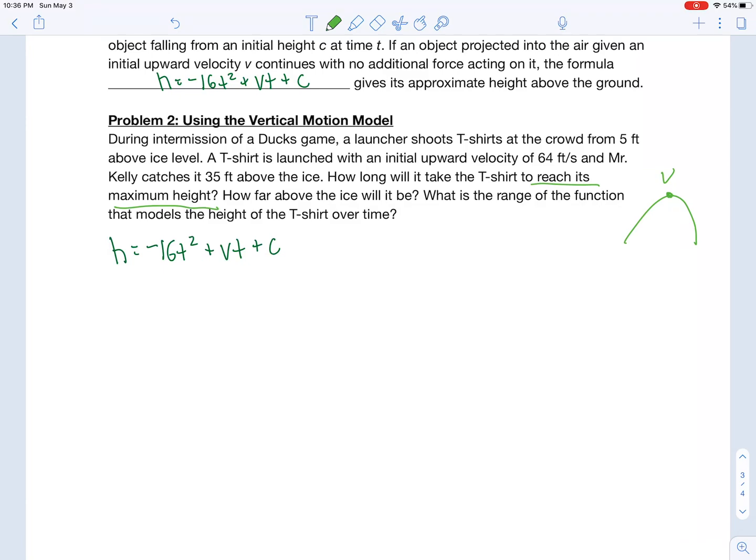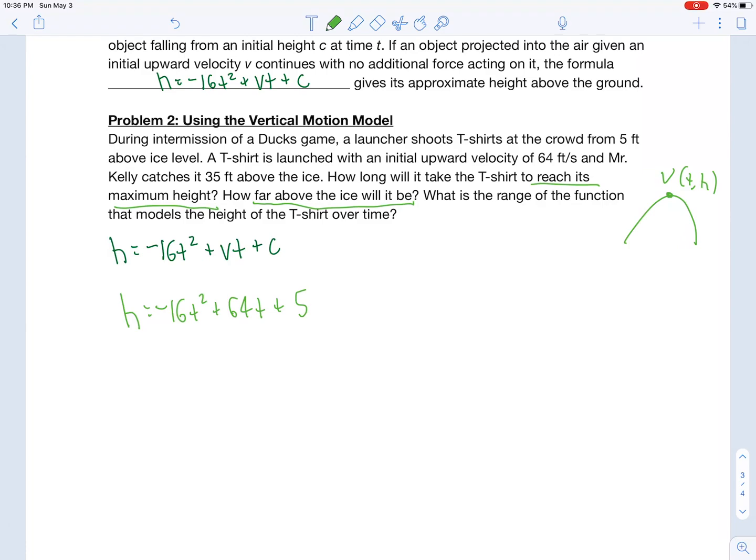The vertex is going to end up at some time it takes to get there, and also some height it ends up at the very top of its path. And that's going to be the next question: how far above the ice will it be? Really just a fancy way of asking us how to find the vertex from this question. So if I'm using that equation that we were given from the last question, negative 16t squared plus vt plus c, really the only thing that we're plugging in is the initial velocity of 64 feet per second. That's how fast I shoot that into the air. So my function is going to be negative 16t squared plus 64t plus c, and c would be your starting height, so that would be 5 feet above the ice.